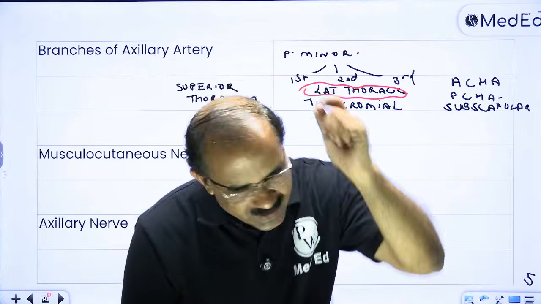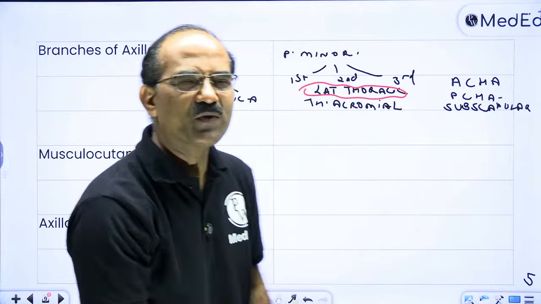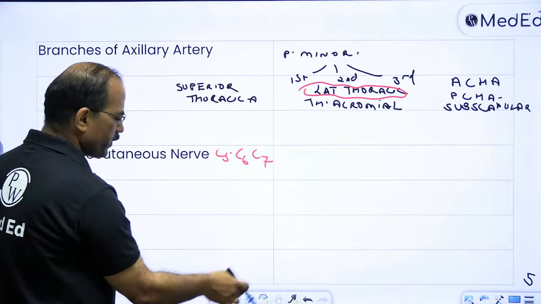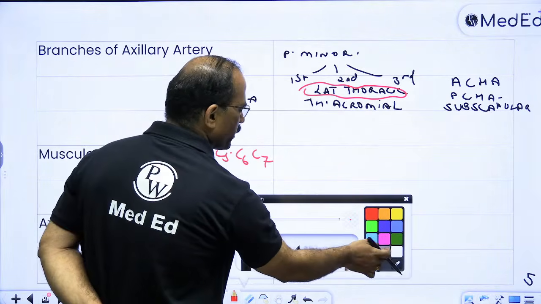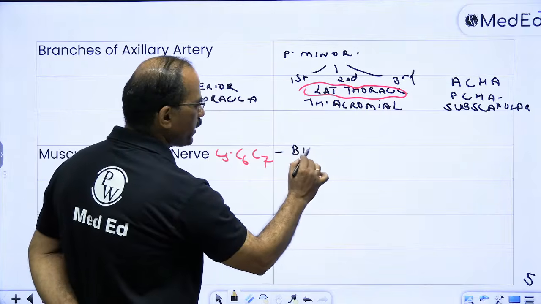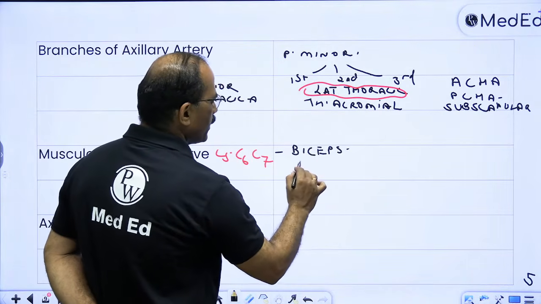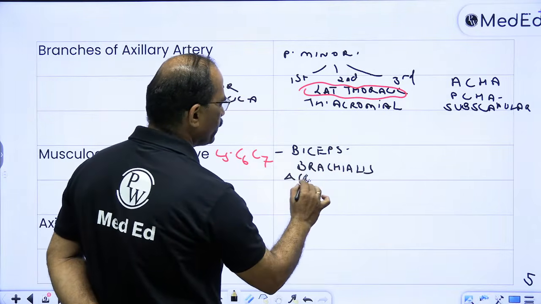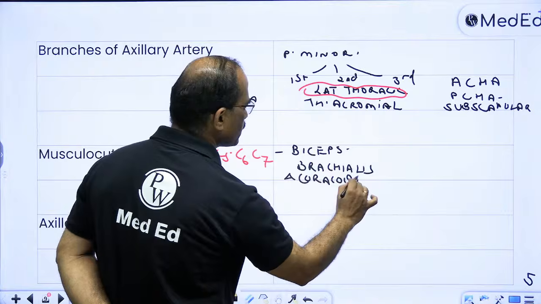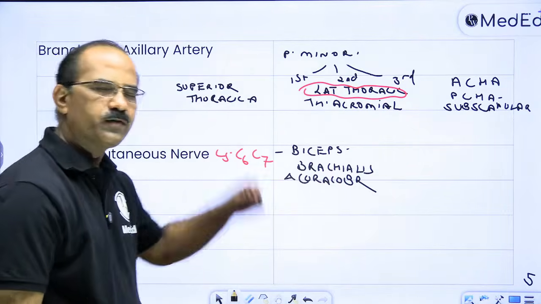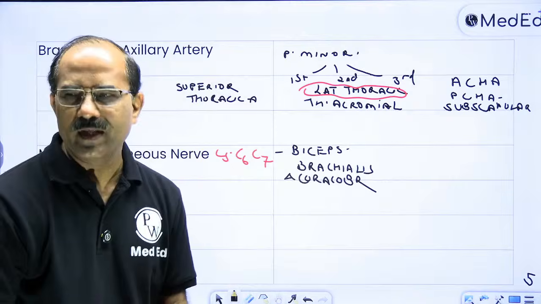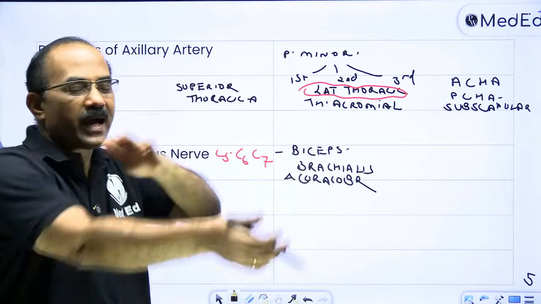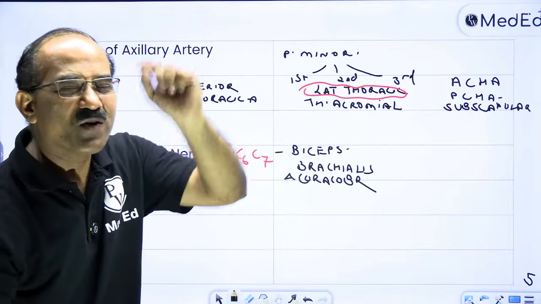Musculocutaneous nerve is a branch of the lateral cord. Very good. Root value बोल सकते हो. Root value of musculocutaneous nerve is C5, C6, C7. Yes. What are the muscles supplied by musculocutaneous nerve? This is the biceps brachii, the brachialis and coracobrachialis. So the muscles supplied by the musculocutaneous nerve are the biceps, the brachialis and the coracobrachialis, and then the musculocutaneous nerve continues as what? It continues as the lateral cutaneous nerve of forearm.